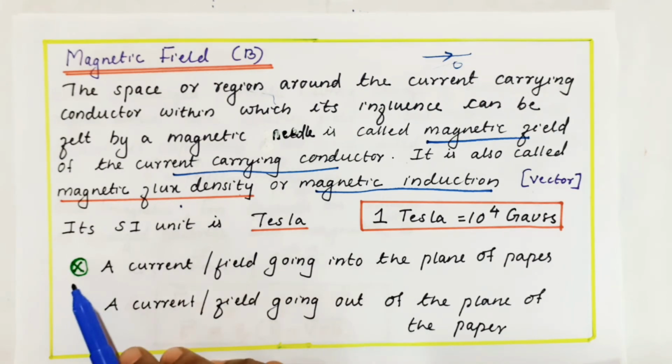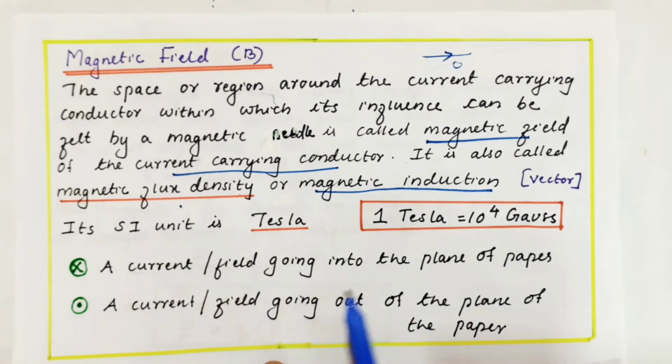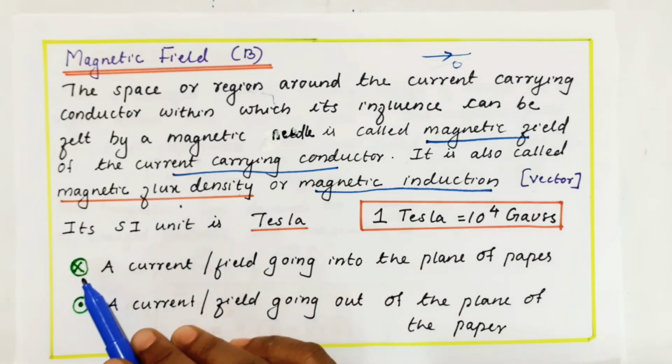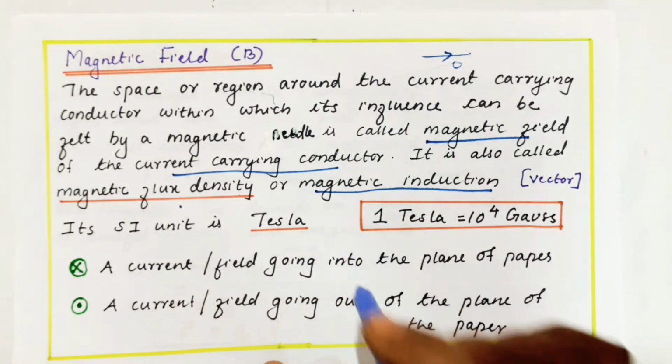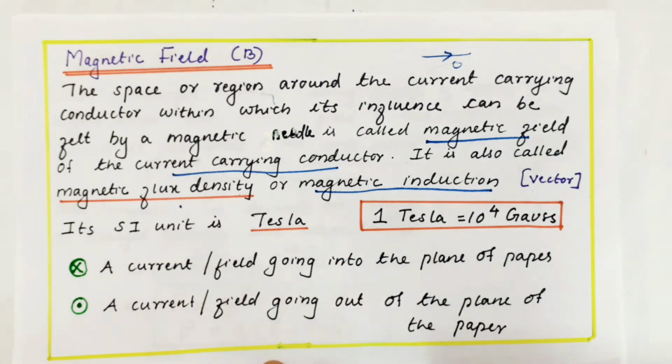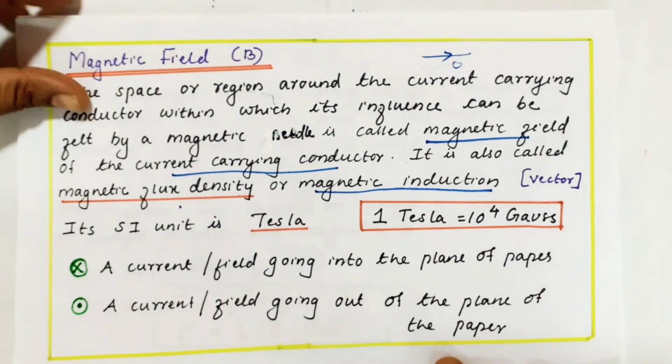Remember, we can call cross as into, right? So a current or a field going into the plane of the paper we can represent with a cross. If a current or a field is going out of the plane of the paper, we can represent it with a dot. Okay, cross means magnetic field is going into the plane. Dot means magnetic field is going out of the plane. These are the two representations of your magnetic field.